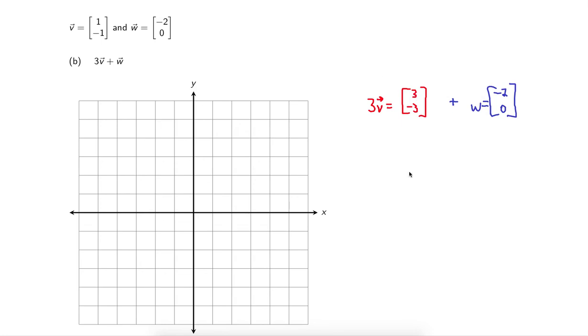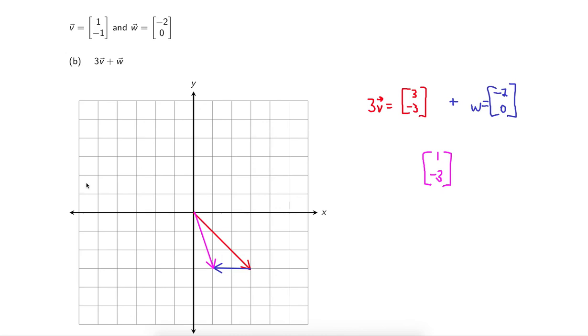Well, 3 plus -2 gives us 1, and -3 plus 0 gives us -3. So ultimately, from the origin, we're going to end up at the point 1, -3. And if we take a look at that visually, 3 times vector v is going to be at 3, -3. So there's 3 times vector v. Vector W is -2, 0. So we can go -2, 0. Here's vector W. And then our resultant vector is going to be at 1, -3, which is where this vector here is pointing. And there is our resultant vector.